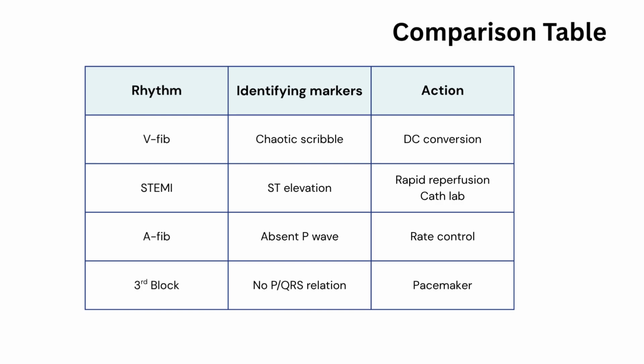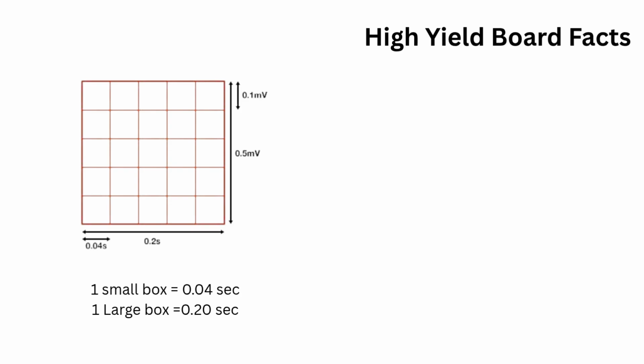Let's hit part 4, high-yield board facts. These are the specific numbers you absolutely must memorize. Okay, so time is literally mapped right onto the grid paper. One small box is exactly 0.04 seconds. One large box, that's 0.20 seconds.